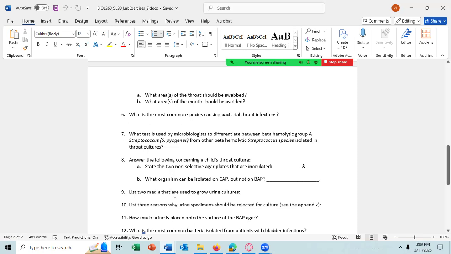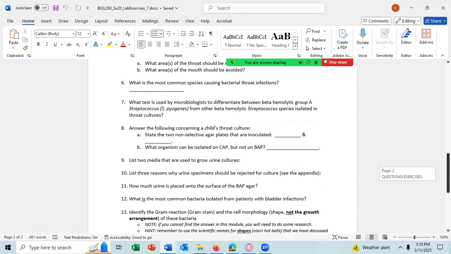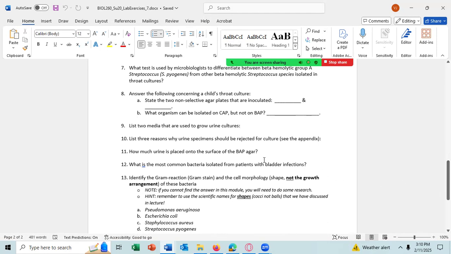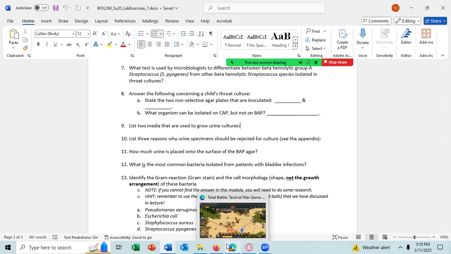9, list two media that are used to grow urine cultures. 10, list 3 reasons why a urine specimen should be rejected for culture, and that is covered in the appendix to this lab module. Let me show you the appendix. I forgot to do that earlier.